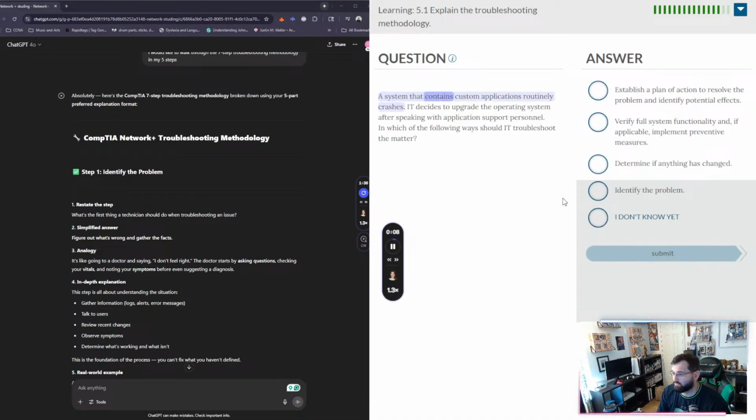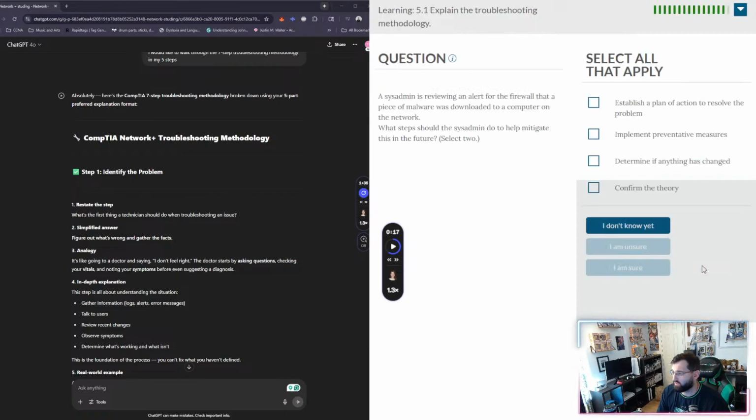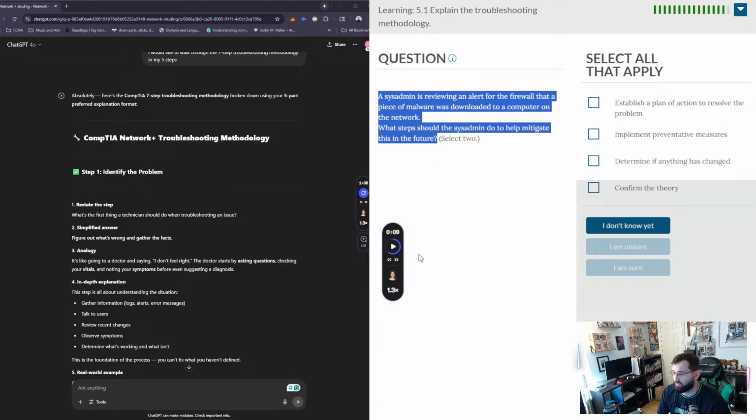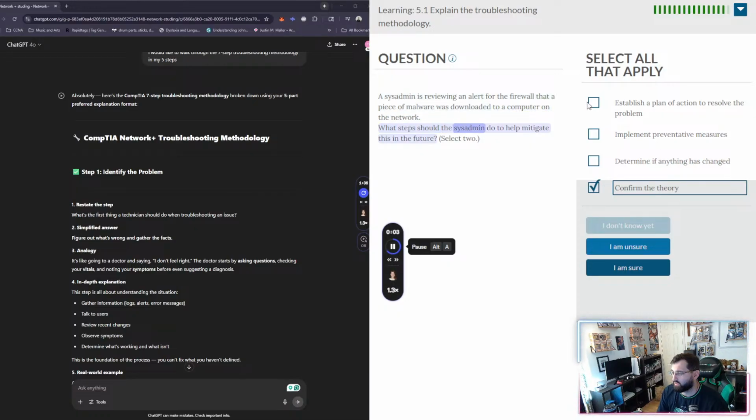A system that contains custom applications routinely crashes. IT decides to upgrade the operating system after speaking with application support. And identify the potential effects. Let's go. Sysadmin do to help mitigate. A sysadmin is reviewing an alert for the firewall that a piece of malware was downloaded to a computer on the network. What steps should the sysadmin do to help mitigate this in the future? Select 2.